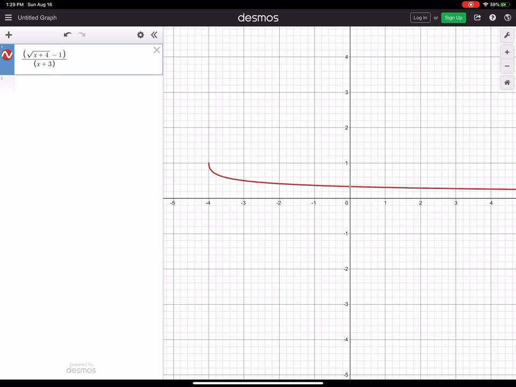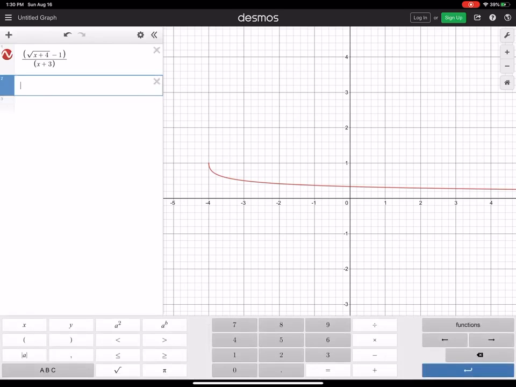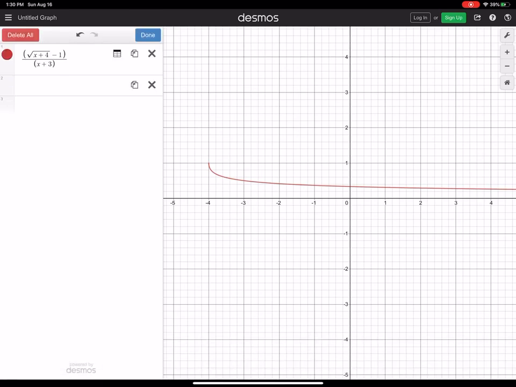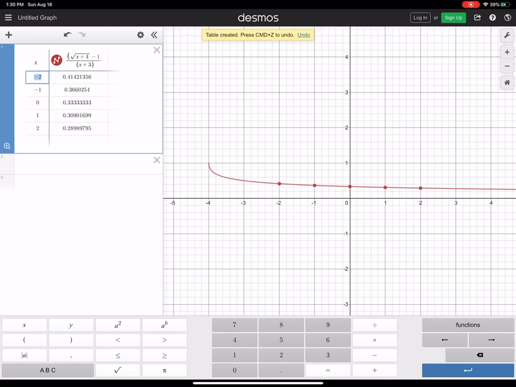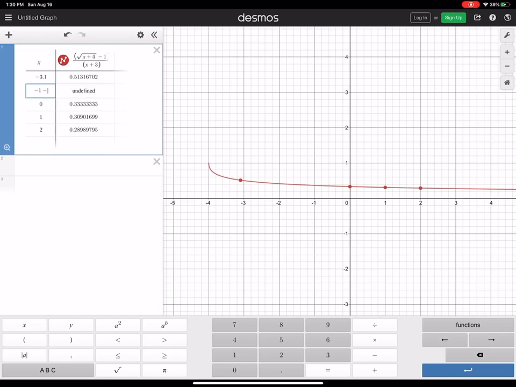So what I want to do is in my notes, I've asked you to fill in a table. And so we're going to use a tabular approach to figure out what the limit of this thing is. So in Desmos, to do that, I'm going to go to the little cog in the right-hand corner right here, and I'm going to push this little table. And the nice thing about Desmos is I can now type in my values. So I'm going to type in -3.1. And then I'm going to go to the next one, and I'm going to type in -3.01.